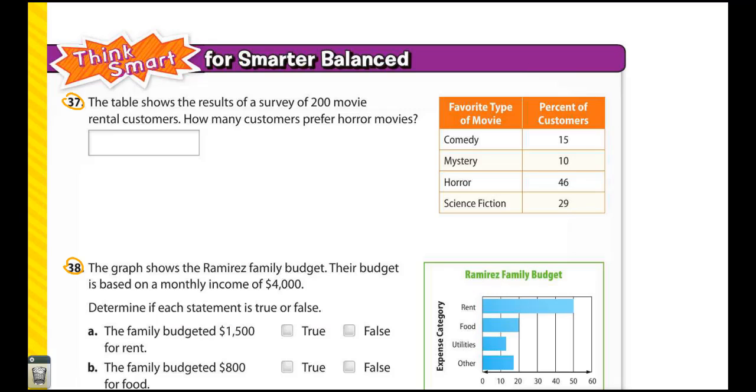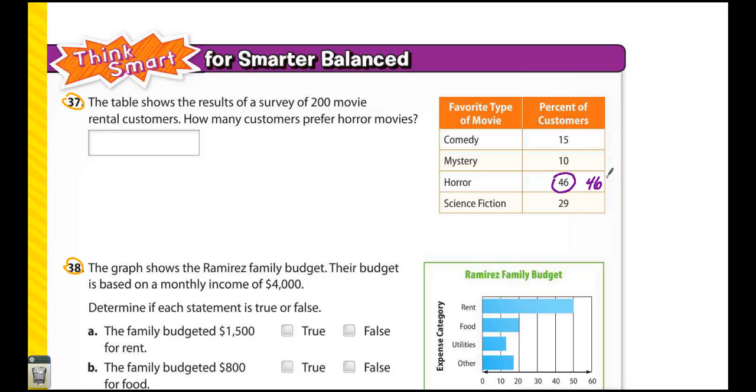All right, if this were a horse race, we have rounded the clubhouse turn and we're in the home stretch. That means we're seeing the finish line of going over these problems. So problem 37. Table shows the result of 200 movie rental customers. How many prefer horror movies? So this is going to be pretty straightforward for us. We're going to identify the horror movies. We know this is in percents.